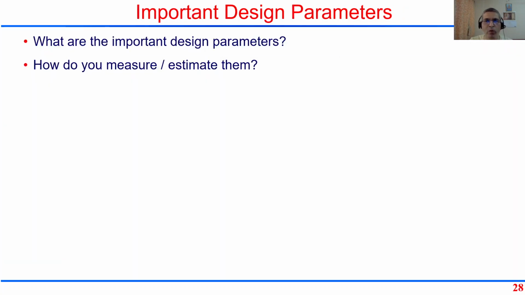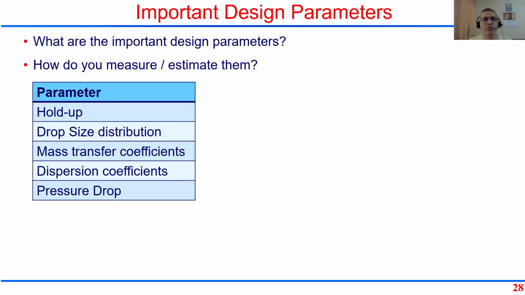What we will do today now is to look at what are the important design parameters and how do you measure or estimate them. So if you look at the counter current extraction problem that we did last time, we had an aqueous phase coming in, and an aqueous phase going out. So let's say aqueous in and aqueous out. We had organic in and organic out, right?